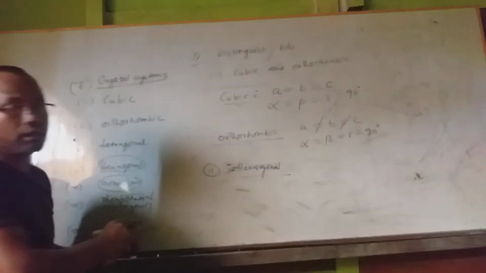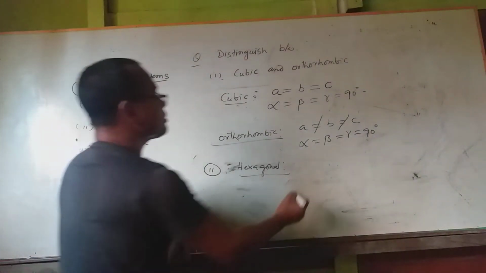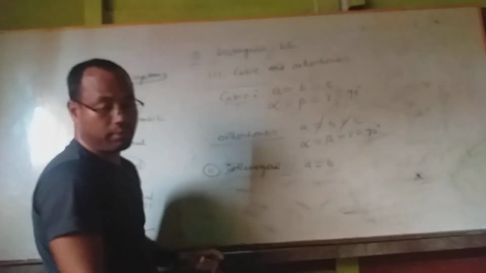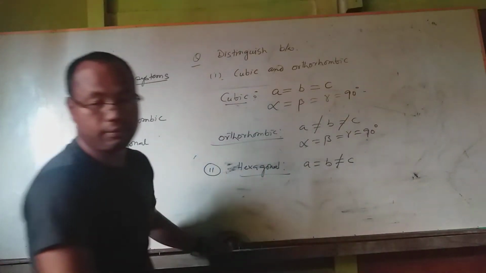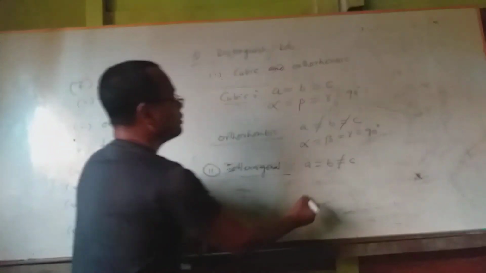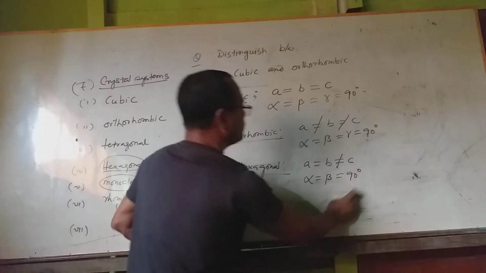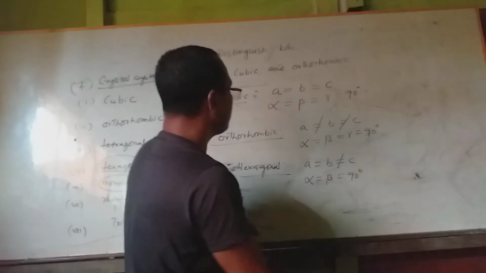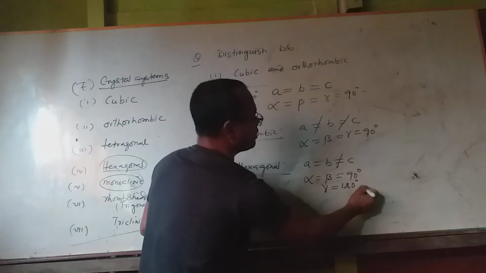In the case of the hexagonal, what is the axial length? Axial length A is equal to B. So the lengths A and B are the same, but the length of C is different from these two. Then what about the axial angles? In the hexagonal, alpha is equal to beta is equal to 90 degrees. So the angles alpha and beta are 90 degrees, but in the case of gamma, it is equal to 120 degrees.